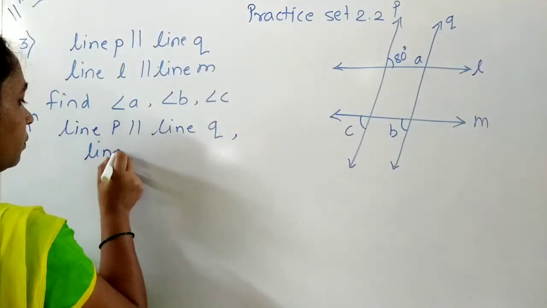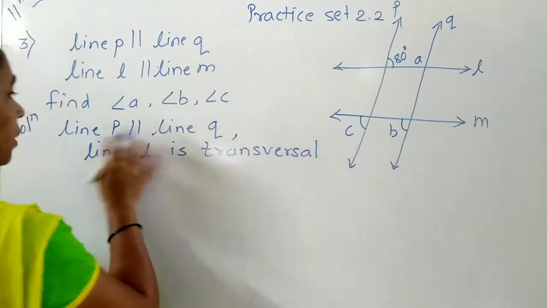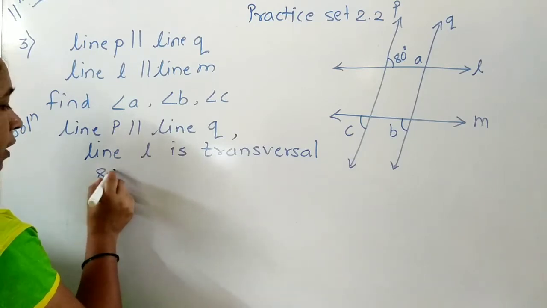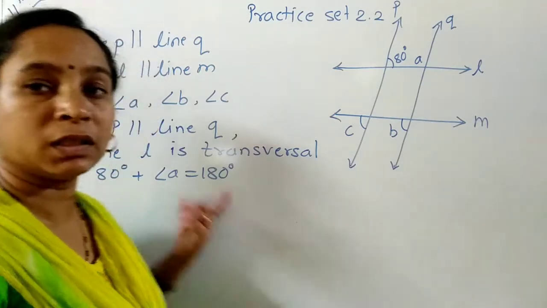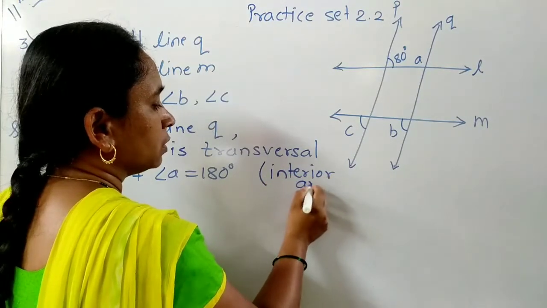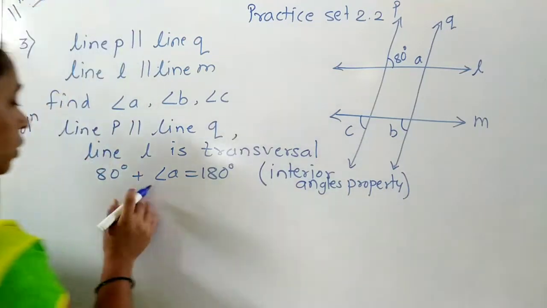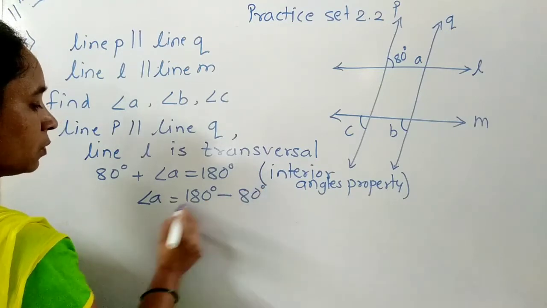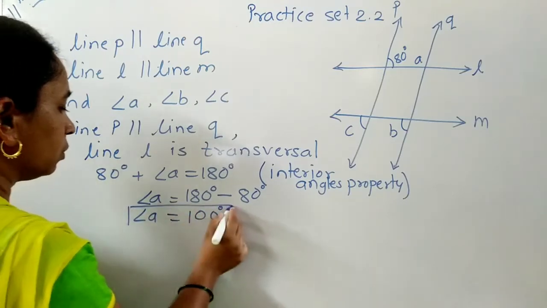So line L is transversal. And if the lines are parallel and it is a transversal, so angle AT degree plus angle A is equal to 180 degree. Why did I use this property? Because these are the interior pair of angles. That reason I will write here: interior angles property. So here angle A is equal to 180 degree minus AT, transferring it to that side. So here we will get the answer 100 degree. So angle A is equal to 100 degree.